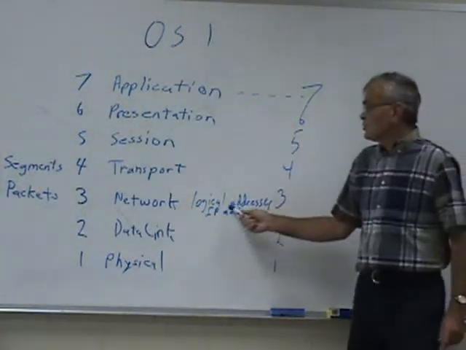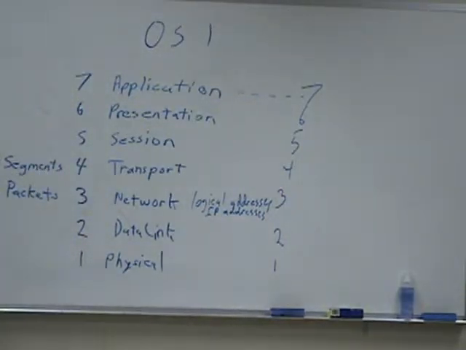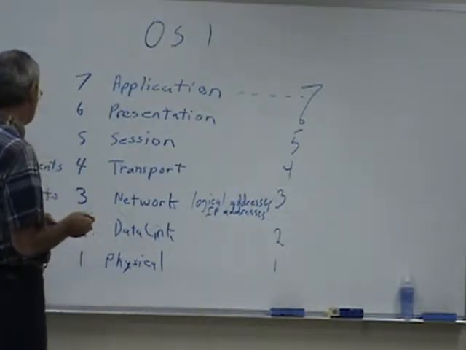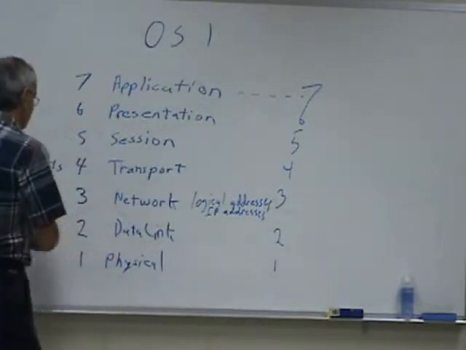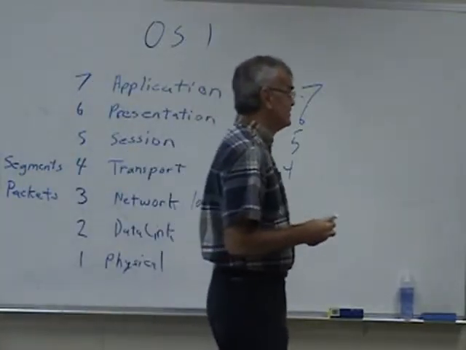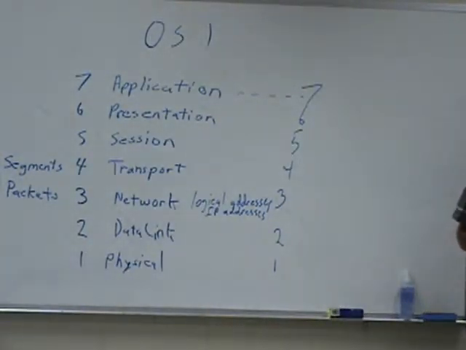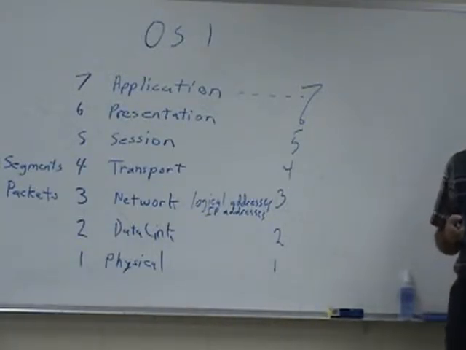The other part on the network layer, which I forgot to mention right there, is the device that you're going to use on that layer: you're going to use routers there. So you use routers on that layer, which connect networks together. Okay?